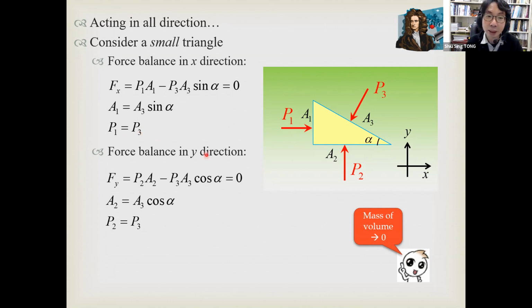Okay. And also we can analyze the force balance in the y direction. From below, we have P2A2 as the pressure force, which is in the positive y direction. And we also have P3A3 cosine alpha as the pressure force on the hypotenuse side, which is downwards. And again, by trigonometry, we have A3 cosine alpha equal to A2. So the result is P2 equal to P3. And so all the pressures are equal. They are independent of the direction of action.